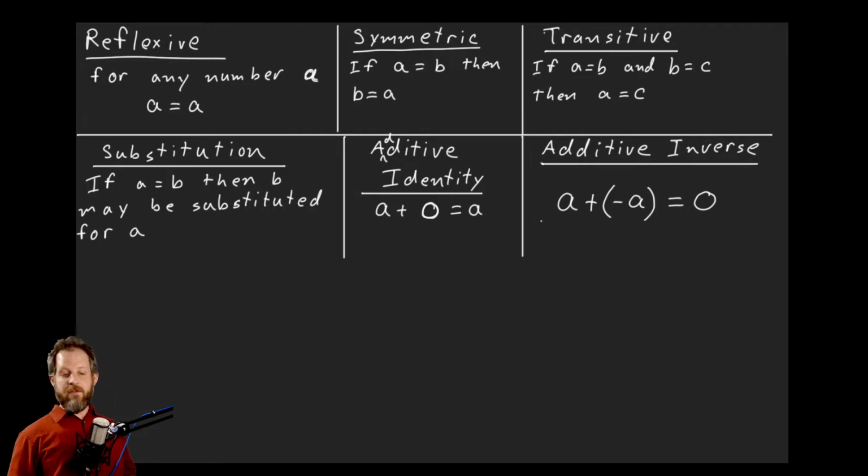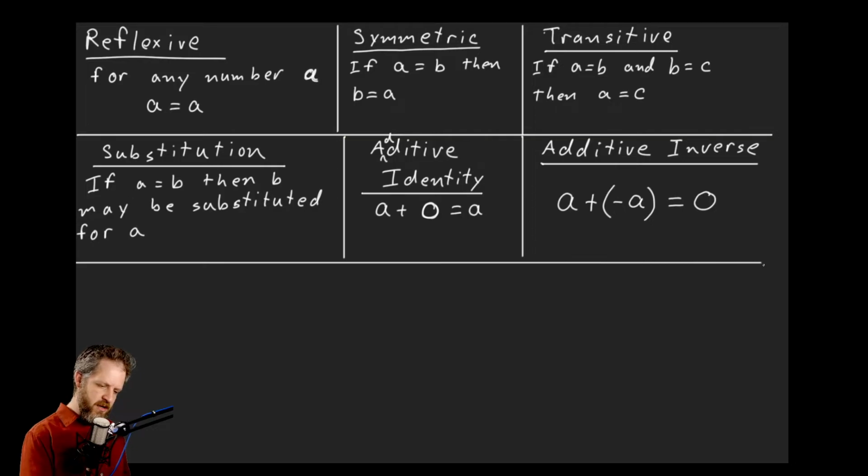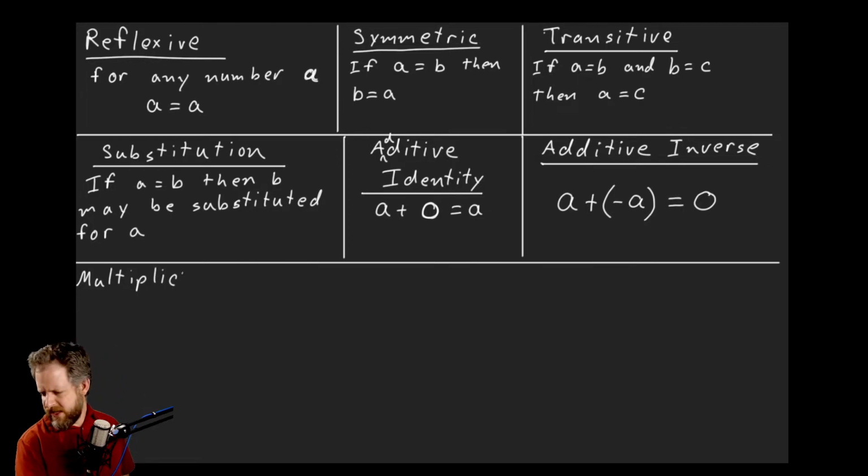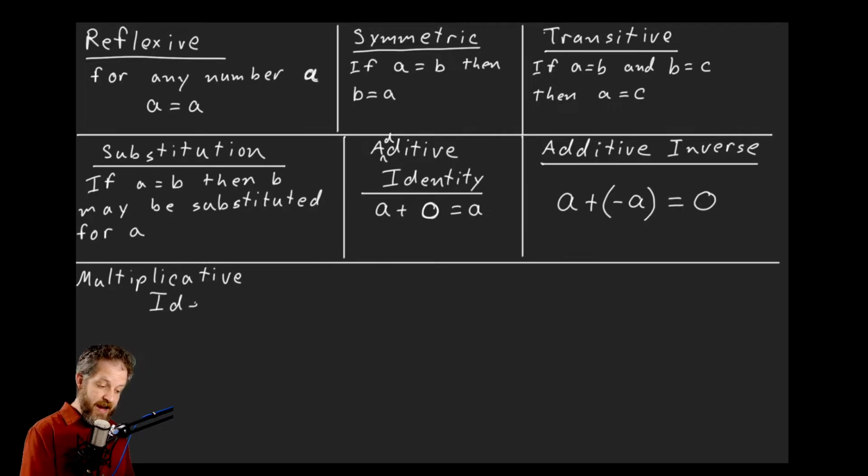So let's look at the same thing, but for multiplication. Okay, so for multiplication, the multiplicative identity. Is it itive or ative? Ative. Multiplicative identity. So the identity, it's what can you do to a number and keep it the same.